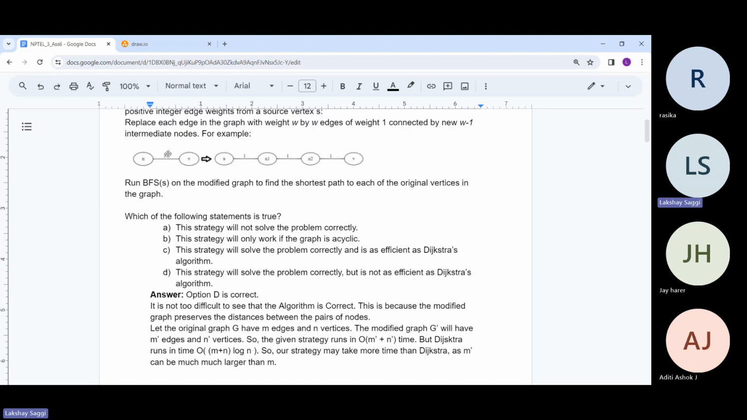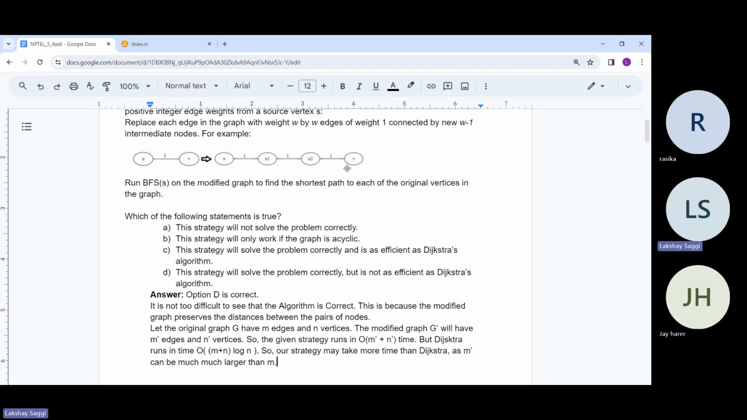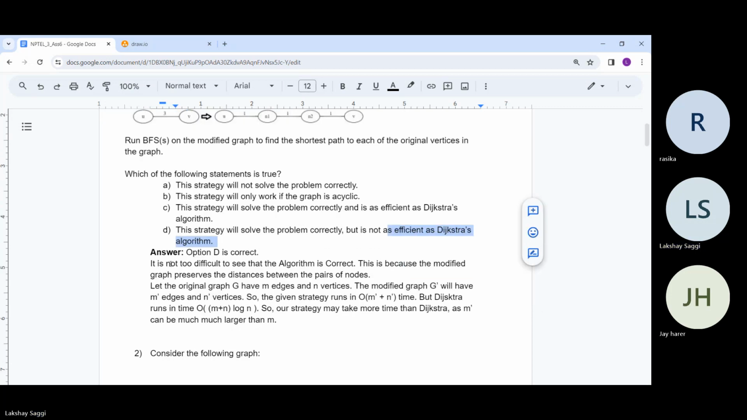Because as you can see here, there was this example of weight 3, but suppose this weight 3 was instead a weight of million, then we'll have to insert million edges here, and then M prime will be million, whereas M was just equal to 1. And now this million can also be made arbitrarily large, and it can be further increased. So that's why this is not as efficient as Dijkstra's algorithm.